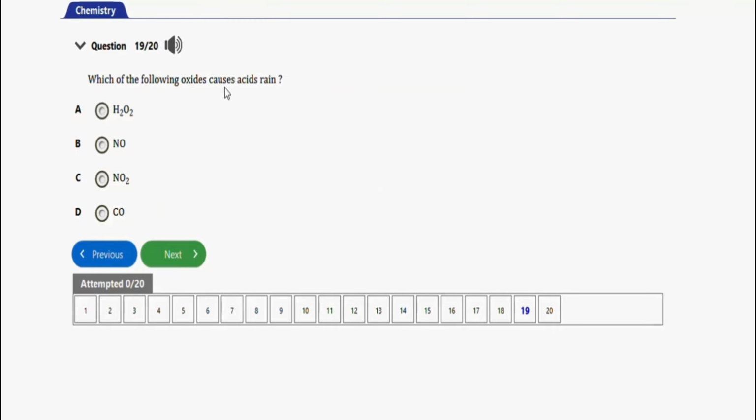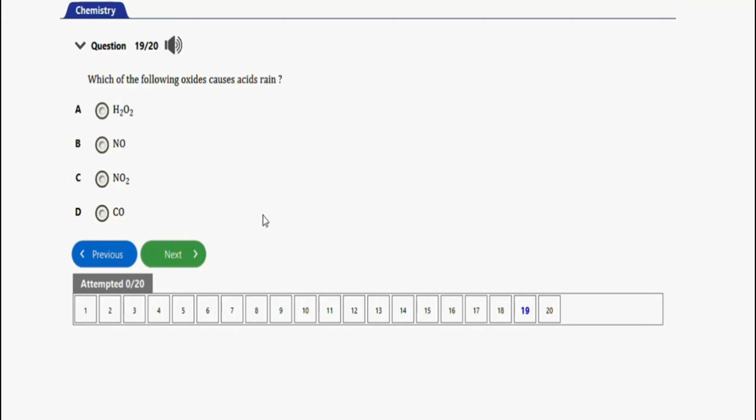Next question: which of the following oxides causes acid rain? This is hydrogen peroxide, it is not it. This is carbon monoxide, no. This is nitrogen(II) oxide, this is nitrogen(IV) oxide. So the right option in this question will be option C, nitrogen(IV) oxide.